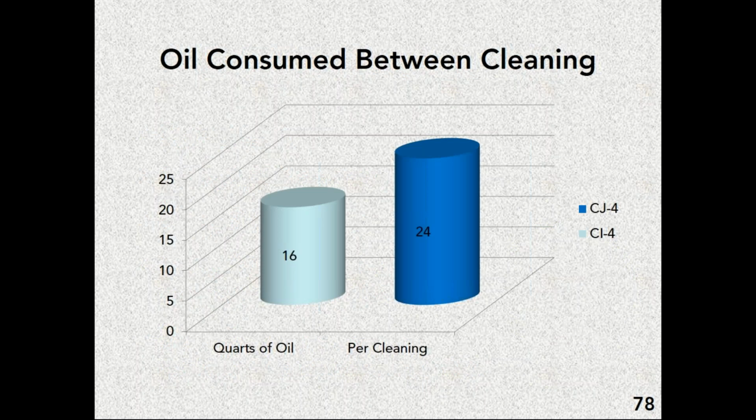This chart actually gives you an example. It's a bar graph. Example of the comparison between standard oil and CJ4 oil. If you have standard oil that doesn't have the low ash component to it, you only get 16 quarts burned before you have to clean the filter out, while the low ash CJ4 will allow you to burn 24 quarts of oil before it has to be cleaned out.